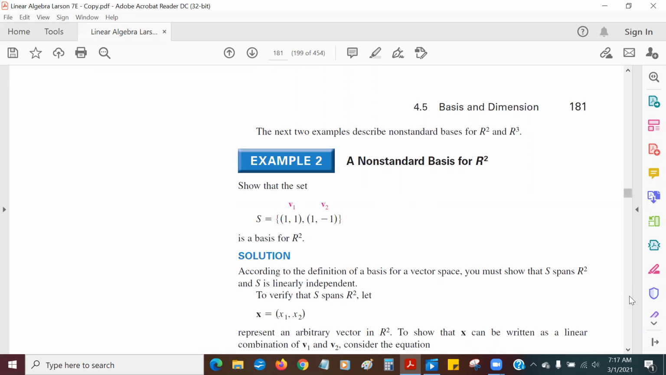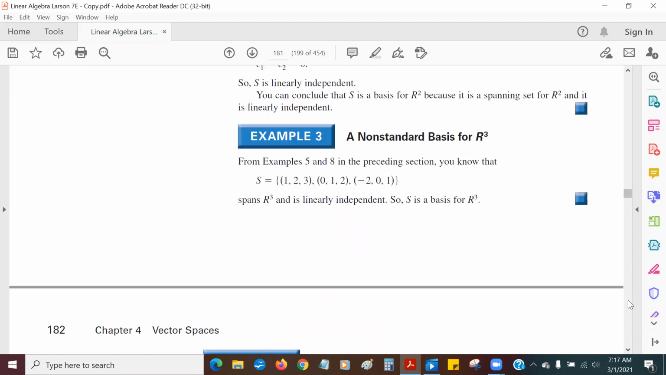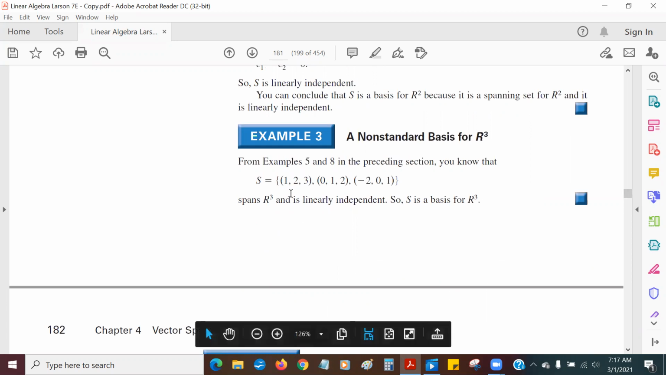That's what we want to show. So we're happy. Yay. Let's look at another example of a non-standard basis. And that is this guy right here: (1, 2, 1), (1, 2, 3), (0, 1, 2), (-2, 0, 1).